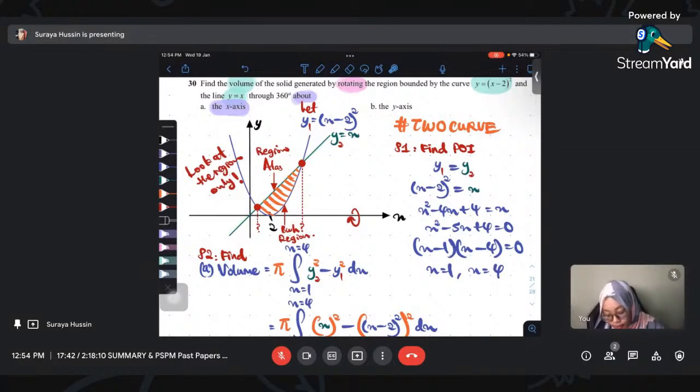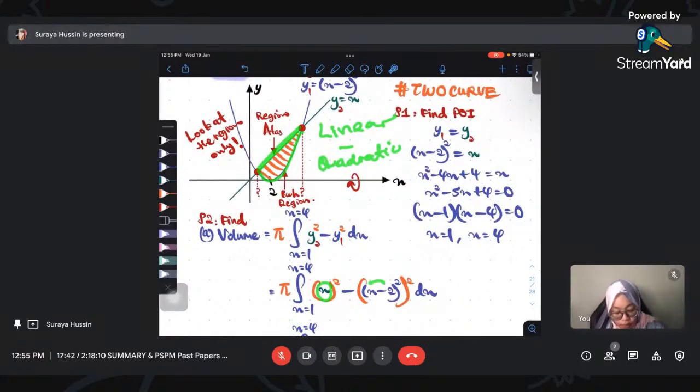Look at the region only. Okay, the region on top is the linear, and the region below is the quadratic. So the linear minus the quadratic. Betul lah? Ngam lah ni.